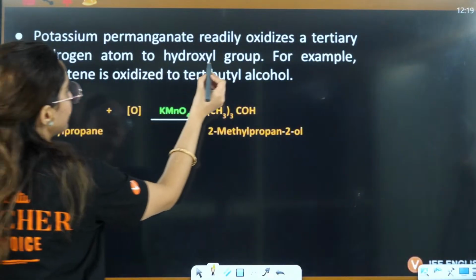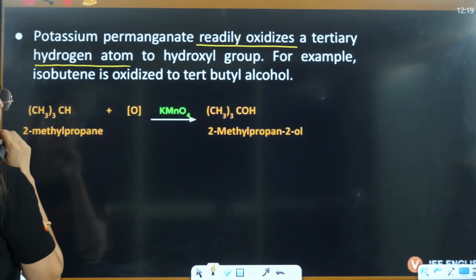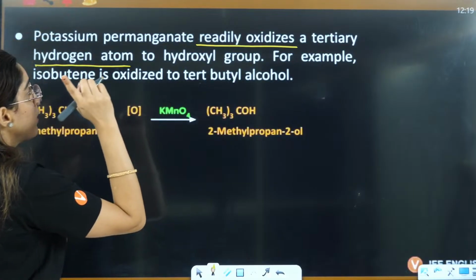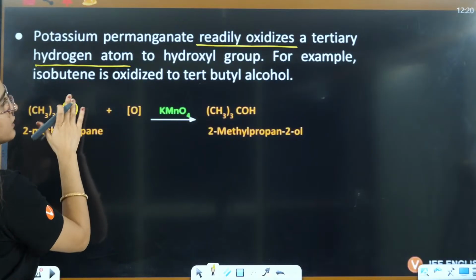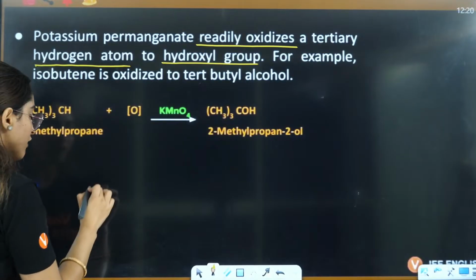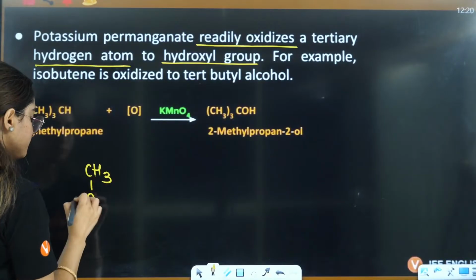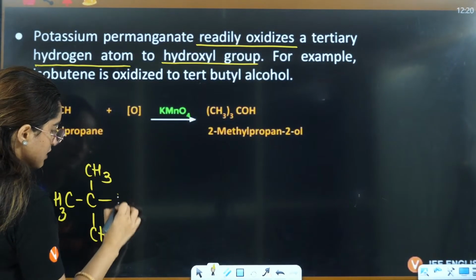Potassium permanganate readily oxidizes a tertiary hydrogen atom, that is this one, to a hydroxyl group. For example, you have this thing. This is CH3, CH3, CH3, and this is hydrogen.